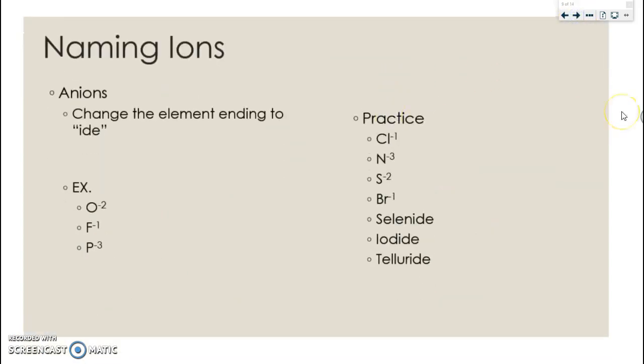Anions are a little bit different. For our anions, we're going to change the ending of the element to -ide. So our oxygen changes to oxide. Our fluorine changes to fluoride. And our phosphorus changes to phosphide. Please pause the video and try the practice problems.